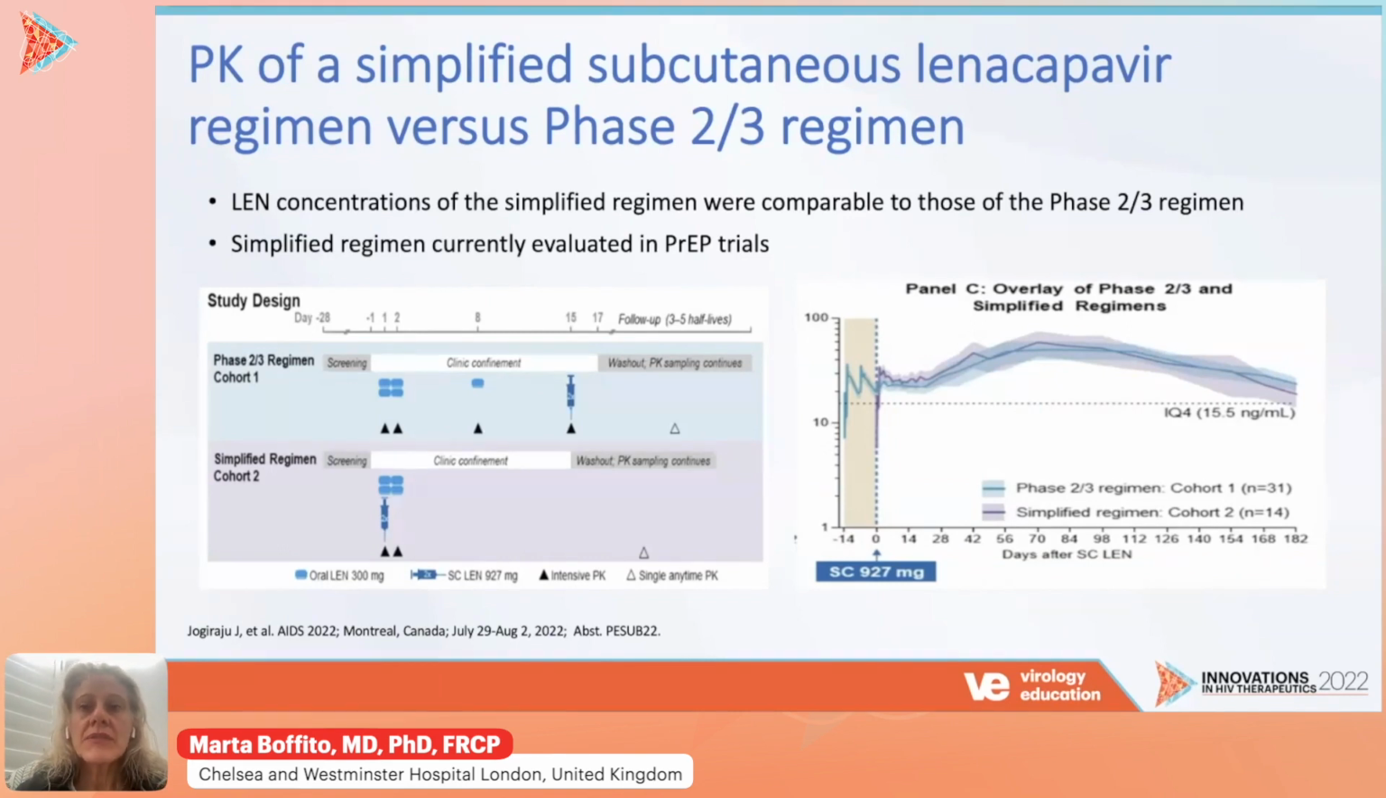Obviously, lenacapavir still needs an antiretroviral partner characterized by a prolonged half-life that can be administered as frequently as twice a year, every 6 months.